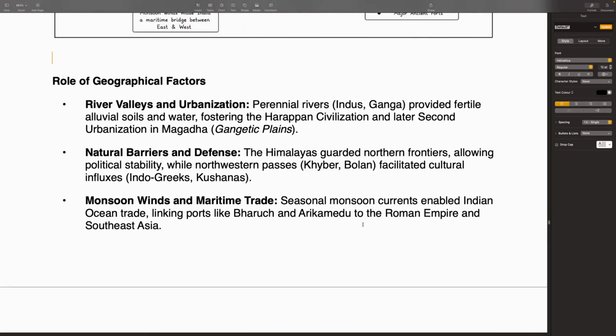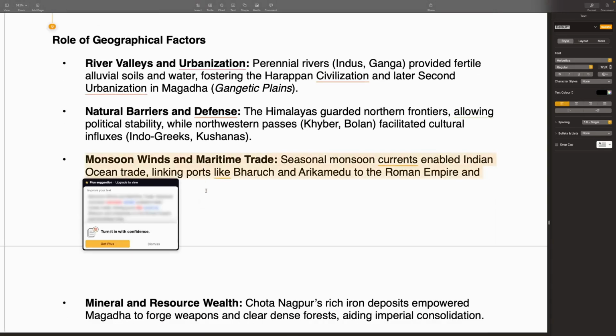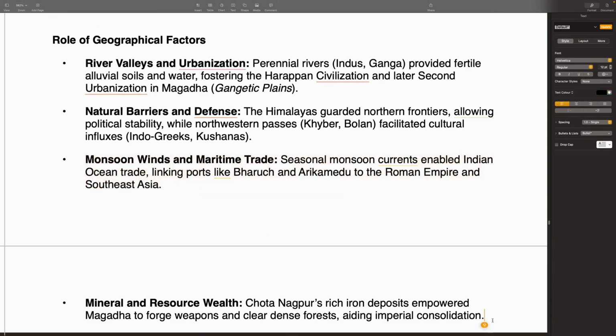Now the role of geographical factors. River valleys and urbanization: perennial rivers, Indus and Ganga, provided fertile alluvial soil and water, fostering the Harappan civilization and later the second urbanization in Magadha, Gangetic plains. Natural barrier and defense: the Himalayas guarded northern frontiers, allowing political stability, while northwestern passes, Khyber and Bolan, facilitated cultural influxes, Indo-Greeks, Kushanas, and all.